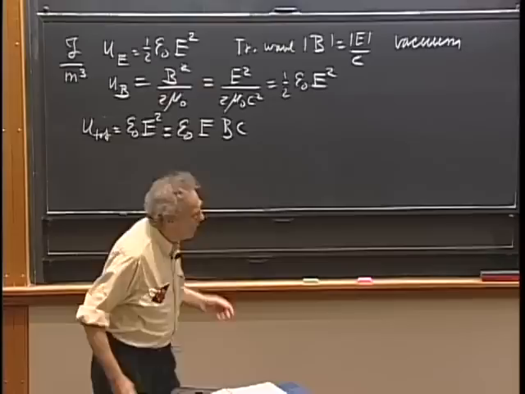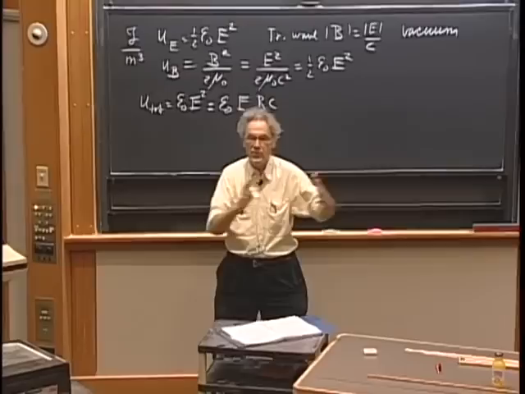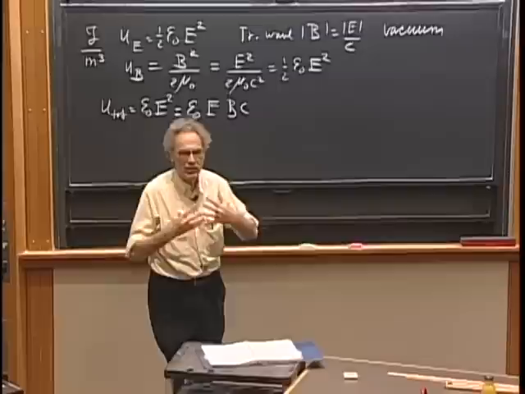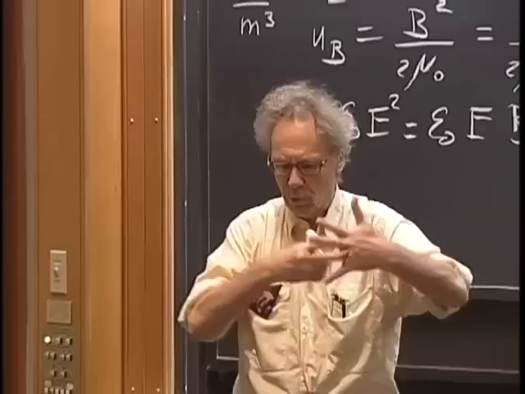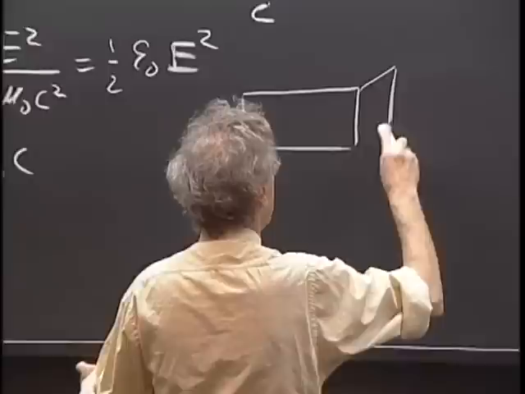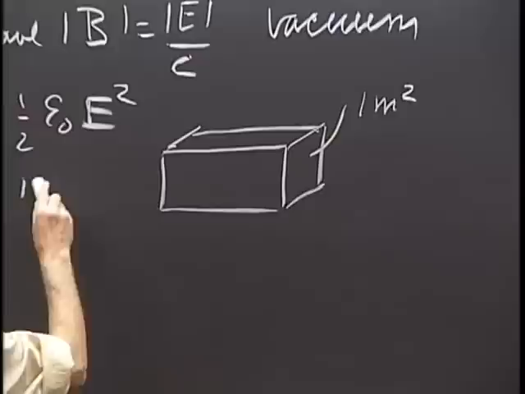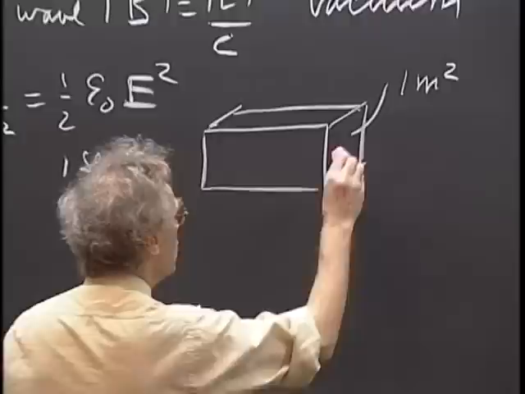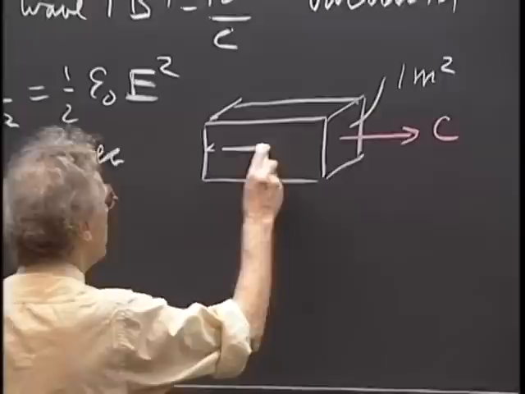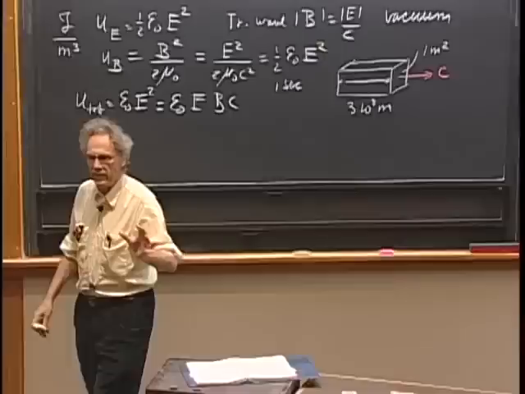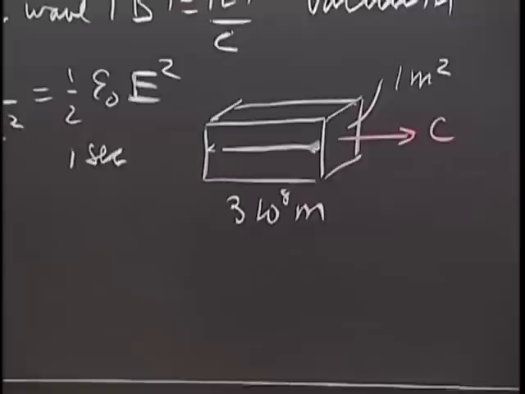Now, there is a traveling wave, and this traveling wave moves, and so it carries energy with it. And now the question is, how much energy flows through an area, which is, say, 1 square meter, perpendicular to the direction of propagation? So suppose I have a box here, and this side is 1 square meter. And I want to know how much radiation comes out of there in 1 second. So the radiation is flowing in this direction with speed c. So in 1 second, this box is quite a large box, 3 × 10⁸ meters. And all that energy which is in there will flow through this 1 square meter in the time of 1 second.